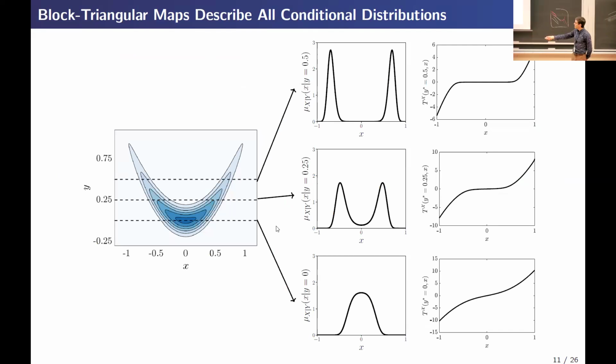In fact, for any conditional, you can take, for instance, some 2D joint distribution like this banana, look at different slices of this, which correspond to different conditionals if the y-axis is the variable you want to condition on, and learn a map that can sample from any one of these conditional distributions.